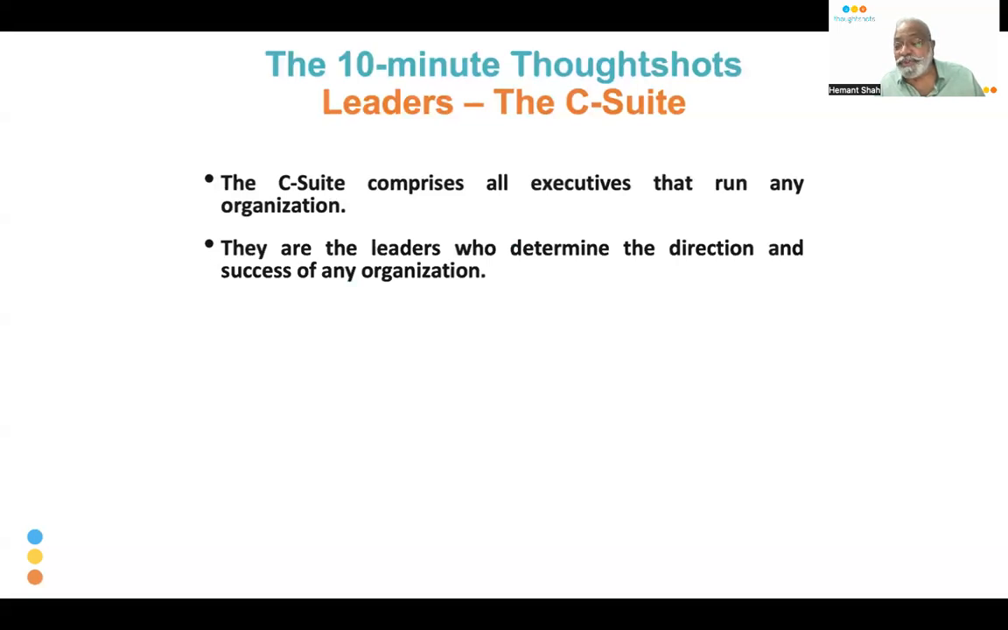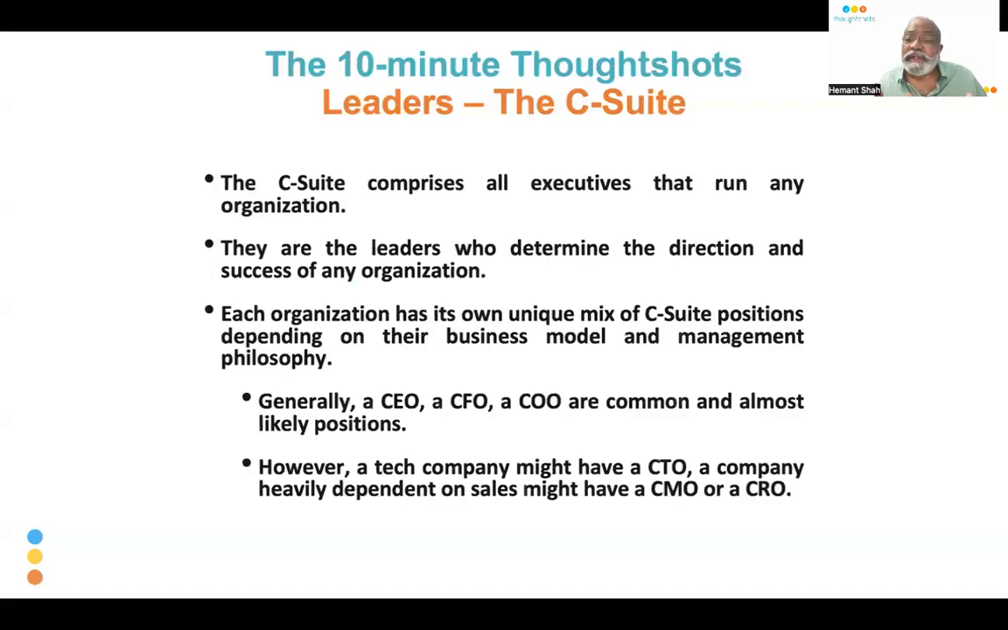So leadership is not just a feather in the cap, which allows you to get away with anything. There's a lot of responsibility that goes with it, because the organization in which you are a leader is going to look at its fate from how you direct it and how you make it move forward. So it's a huge responsibility and it's something that is not to be ignored. Each organization has its unique mix of C-suite positions depending on their business model and management philosophy.